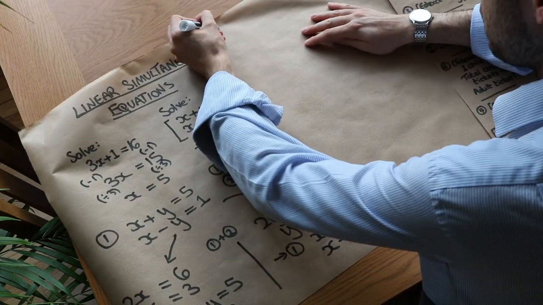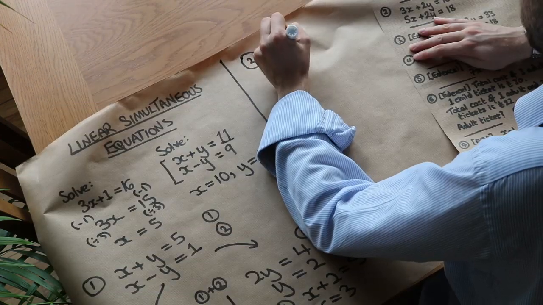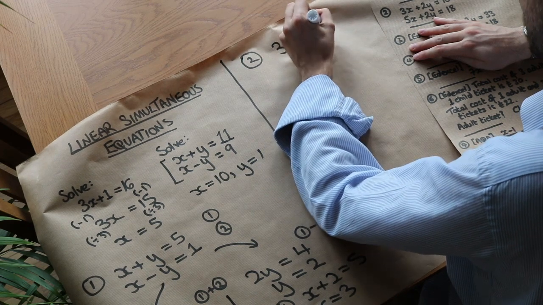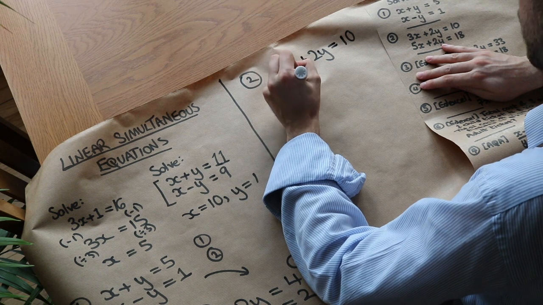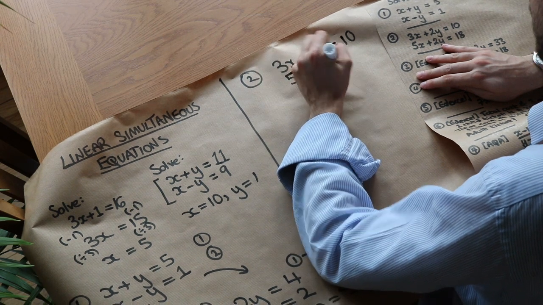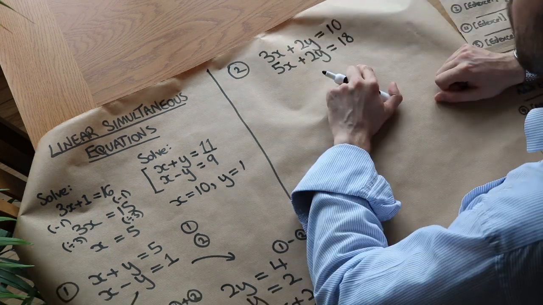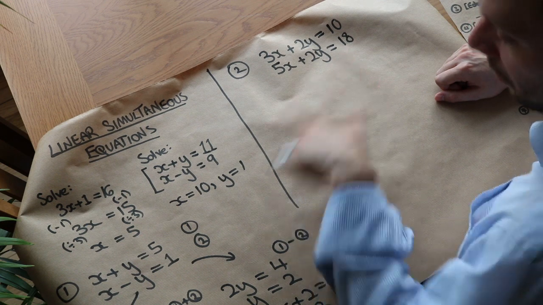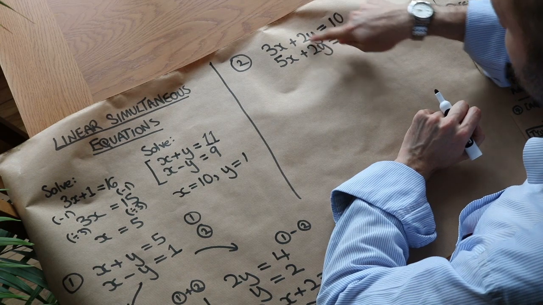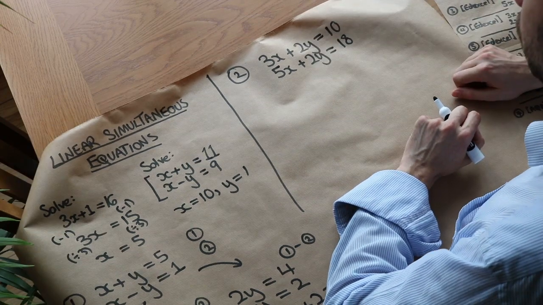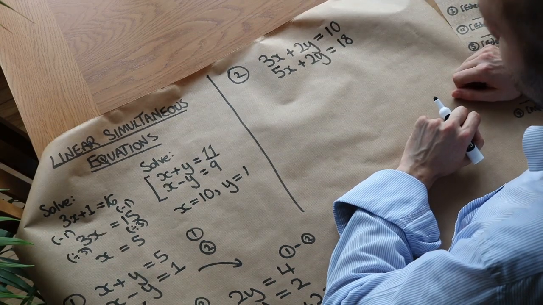Now let's try another one. We've got 3x plus 2y is equal to 10. And we've got 5x plus 2y is equal to 18. Now you have a choice of getting rid of x or getting rid of y by either adding or subtracting the equations. So we've got to think, well, how do we make these y terms cancel? Should we add the equations or should we subtract the equations?